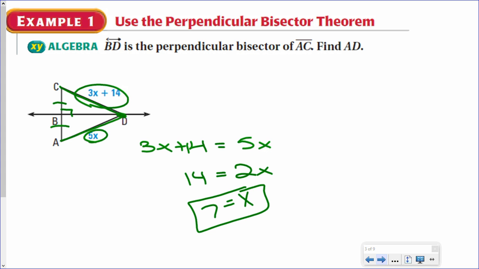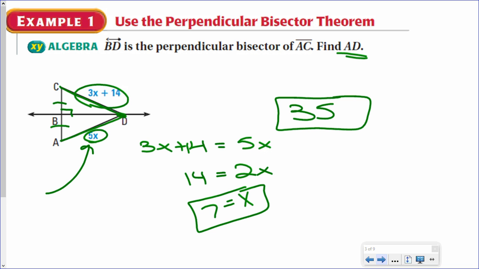Quite often in this lesson, they not only want you to solve for x, but they want you to plug it back in to find a length of a segment. So AD. AD is on the bottom right here. Take your 7, put it by the 5. 7 times 5 would give you 35. The final answer for this one would be 35. So just be careful on a quiz or test.